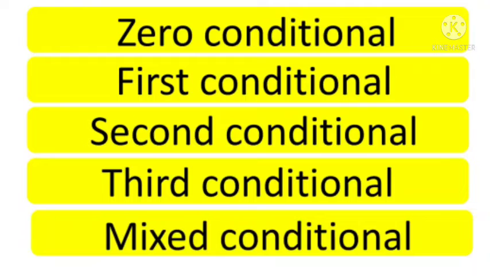There are five conditions in conditional clauses, which are zero conditional, first conditional, second conditional, third conditional, and mixed conditional. In this section, we are going to learn the first conditional, second conditional, and third conditional. Later, let us discuss zero conditional and mixed conditional.